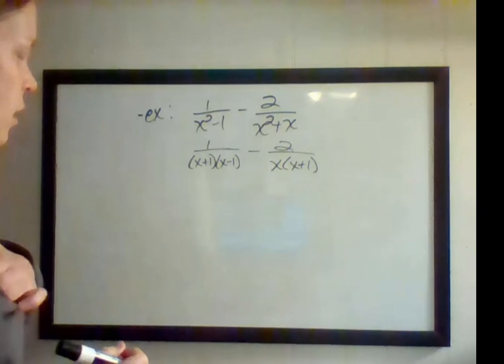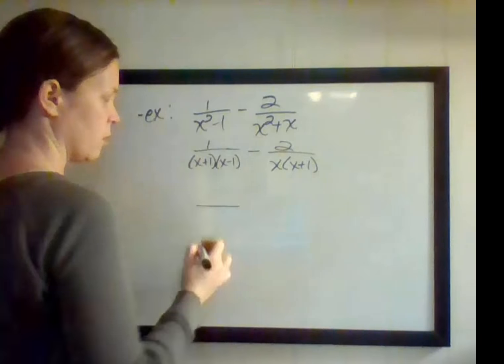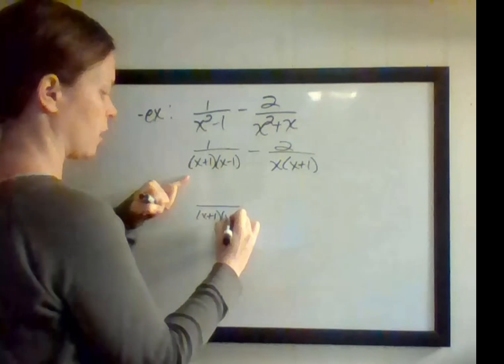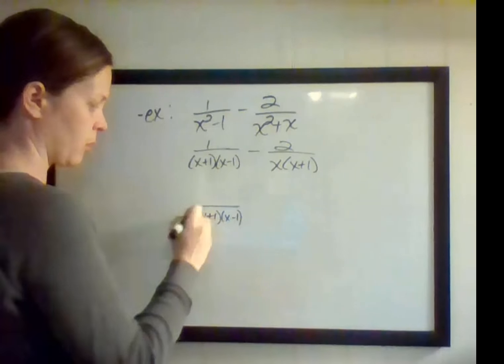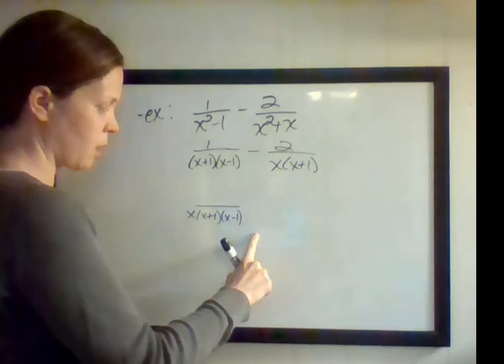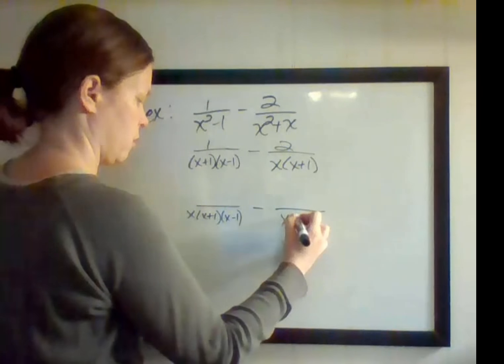So when I'm looking at all the different parts, I'm going to rewrite this right away. I've got an x plus 1. I've got an x minus 1. Now I'm going to look at this one. I don't have an x in this one, so I'm going to need an x. I already have x plus 1. So this is my common denominator. x plus 1, x minus 1. So let me write it in both of them.